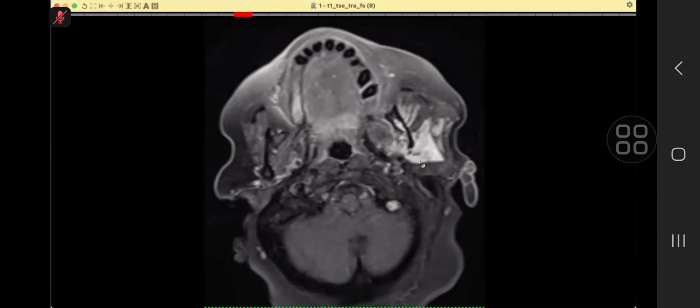Can I ask in the chat, has anybody got the diagnosis? Open to the chat. Has anybody got the diagnosis, please? Low flow vascular malformation. Good, well done.